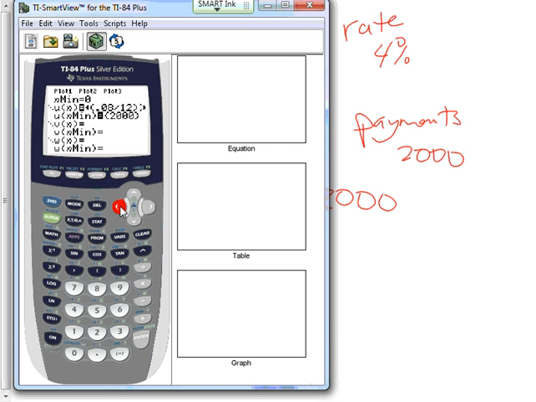and in this case, they did not say it was monthly payments. It was just one payment. So you go 1 plus 0.04. Do I need that divided by 12 in here or not? No, because this is not monthly payments. I'm going to get the divide by 12 out of there.